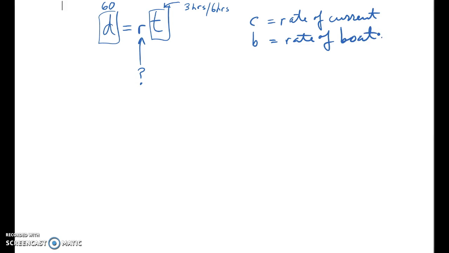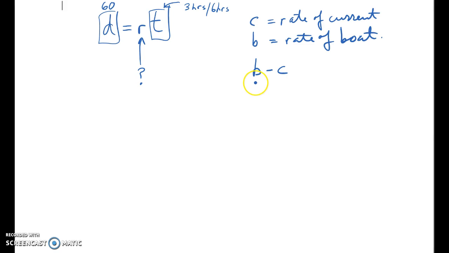Right. So if you're going upstream, you're going to be going slower, where it's actually the boat speed minus the current speed. So the boat is traveling at 15 miles an hour, but it has this resistance against it, the current, we'll say, for example, 3 miles an hour. The boat is actually going to be going 15 minus 3, which would be 12 miles per hour. Okay, so that's the idea.